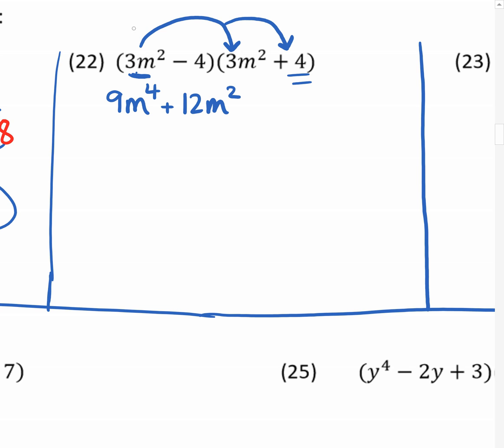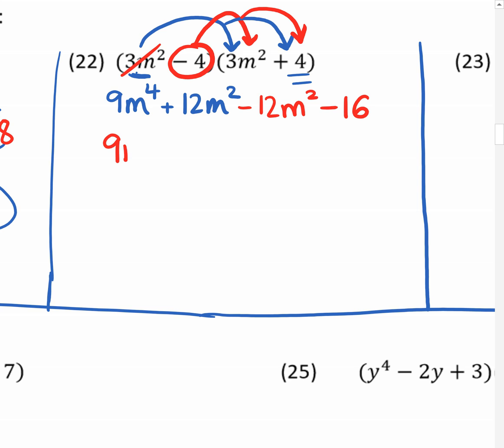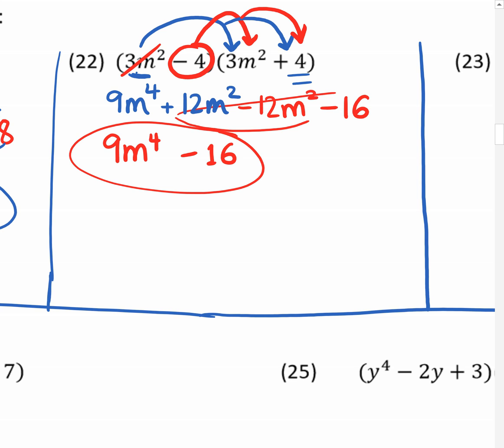Alright, now we've exhausted everything for the first term. We'll forget about it and focus on the second term, negative 4, and it'll be multiplied by both terms in the second polynomial. Negative 4 times 3m squared is negative 12m squared. Negative 4 times 4 is negative 16. Alright, and similar to the last one, the first term has no like term, and neither does the last term. The two middle ones are like terms, but they actually cancel, because 12 minus 12 is 0. So you really just end up with the first term and the last term. And that's about it.